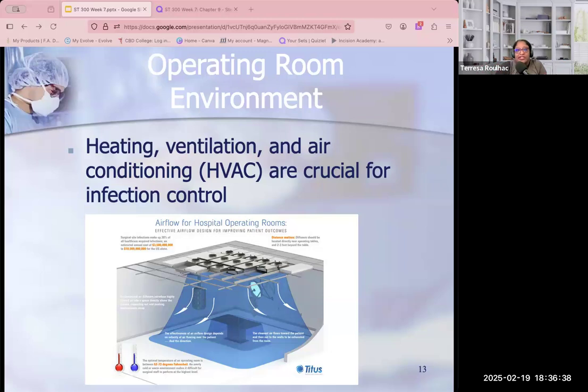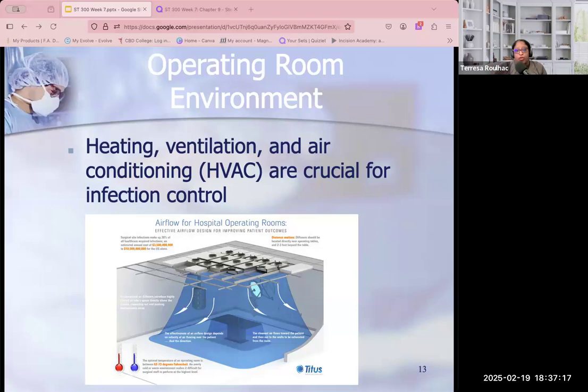It's usually pretty cold if you aren't scrubbed in. Okay. Now, the air in the operating room must be exchanged several times per hour, usually 15 to 20 air changes per hour. I'm going to repeat that. Usually 15 to 20 air changes per hour, and that's to remove contaminants. So, your HEPA, which is your high efficiency particulate air filters, are used to trap microorganisms and particulate matter.